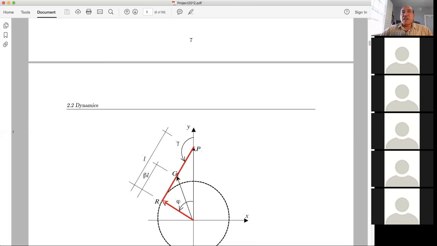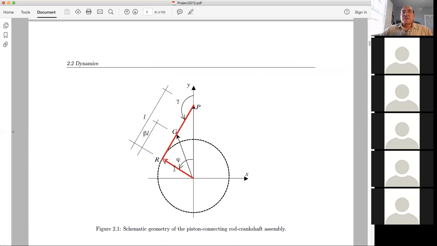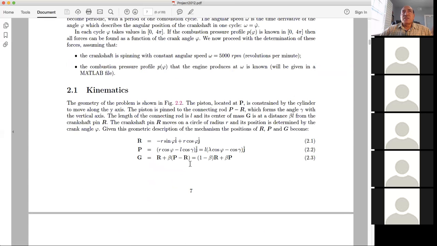And it's all geometry. If you look at this from vectors, the vector R, from O to R, has one component in the Y direction and one component in the X direction. The X direction is negative in this case, and the Y direction is positive. So you have minus R sine phi times i-hat, a unit vector in the X direction, plus R cosine phi times j-hat, a unit vector in the Y direction. So now we have described R in terms of the angle phi.